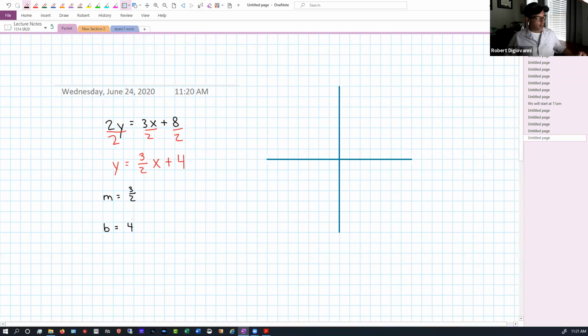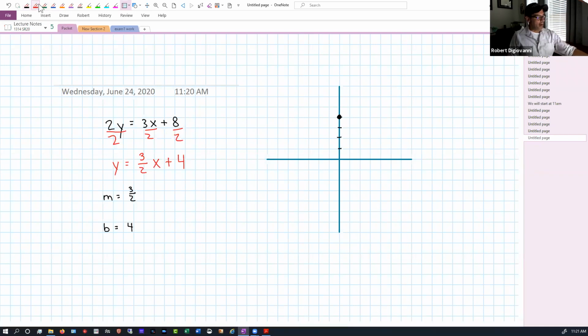Okay, so now let's try and sketch this line. We always start with the y-intercept. And the y-intercept for us is 4. So we're going to move up 4: 1, 2, 3, 4. We're going to put a dot. So we have 1 point. Now we need the second one.